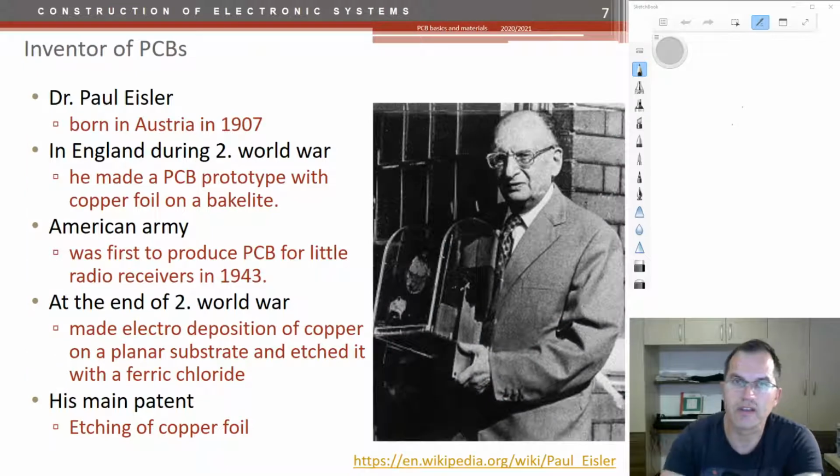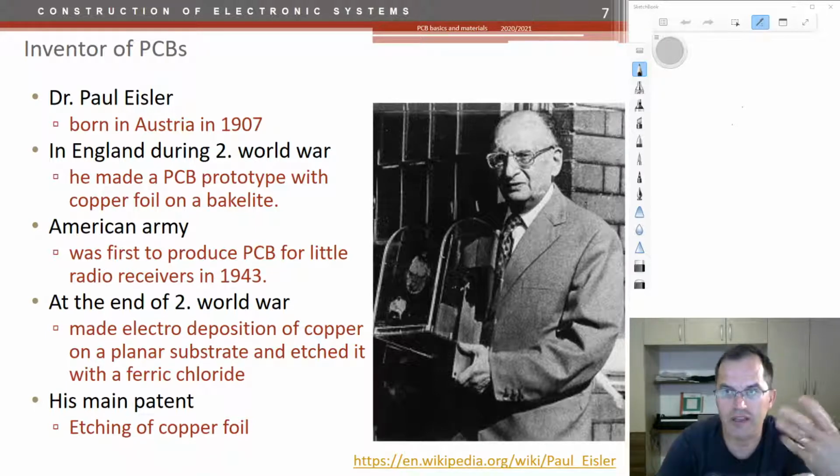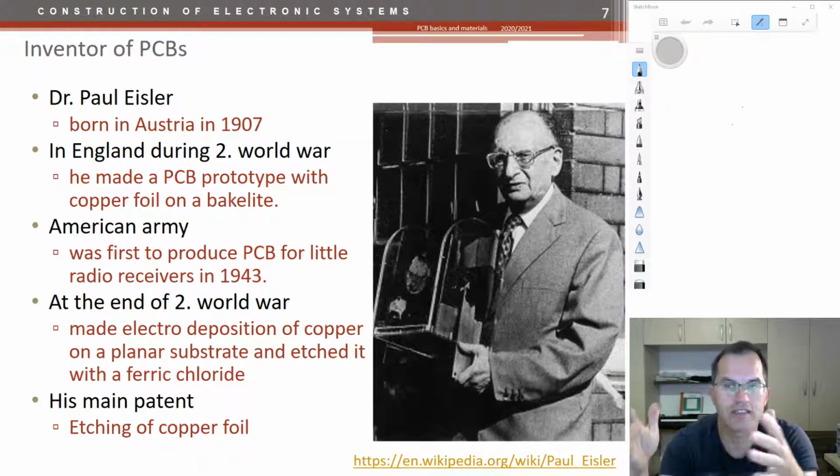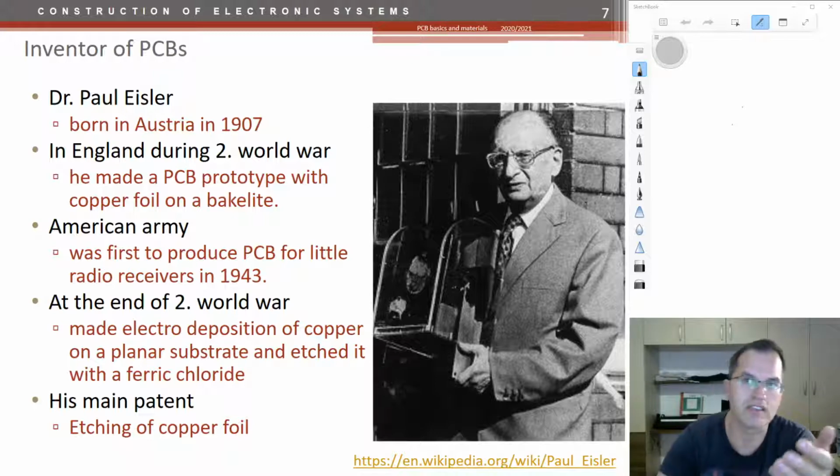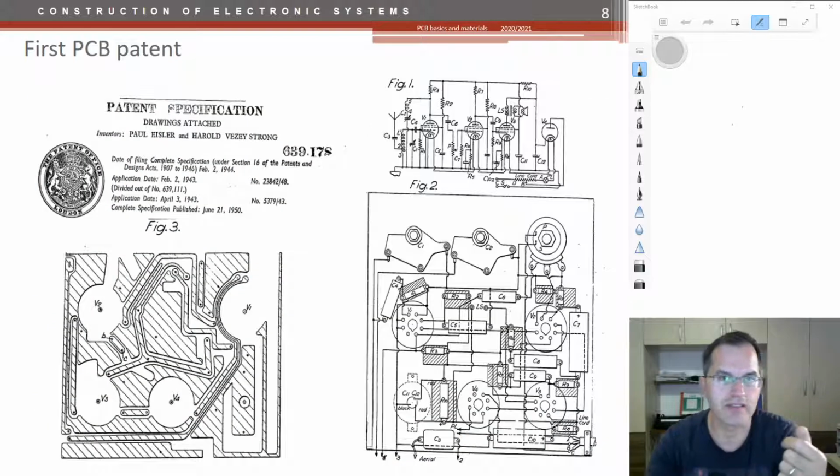And the inventor of the printed circuit board is this guy here, who actually made a prototype of the etching process of the foil that is attached to some sort of an isolated surface. So this is the patent.